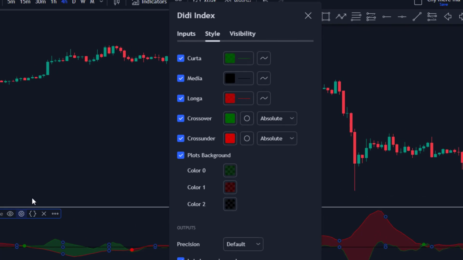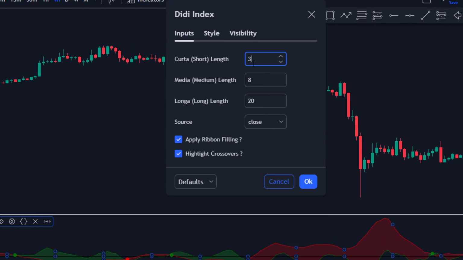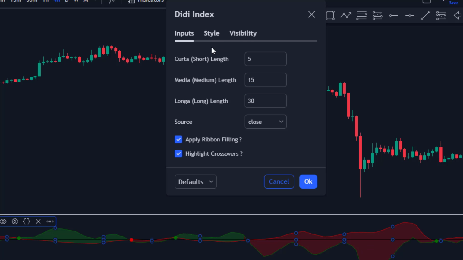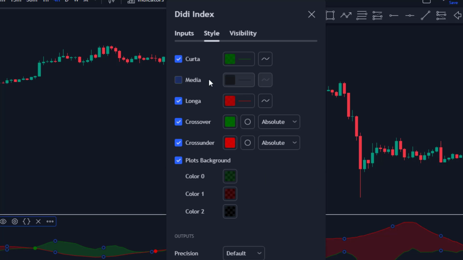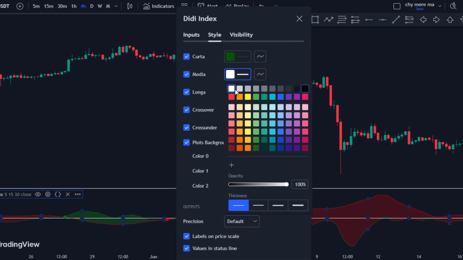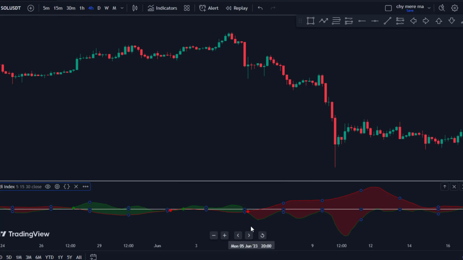Then we go to the indicator setting, on the input setting, we set the short length to 5, the medium length to 15, and the long length to 30. Then go to the style setting. There, only set the media line to white for clear appearance in the chart, and leave the style setting to default. So let's talk on how this indicator works.